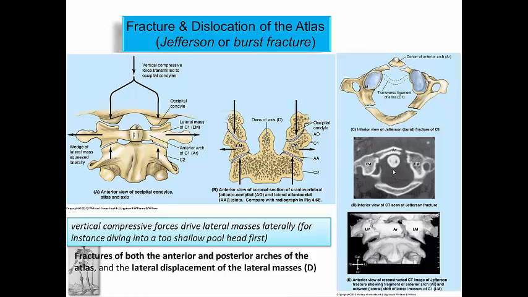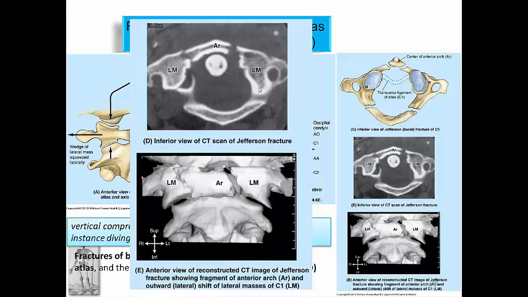As you can see here in figure D, you can see the spinal cord is here, and the reason for this is because you actually make the space bigger by displacing these lateral masses to the side. So as you can see here in this enlarged image, you have these lateral masses. This is a Jefferson or burst fracture. Here's the anterior, there's the posterior arch, and so in here is actually the dens of the axis.